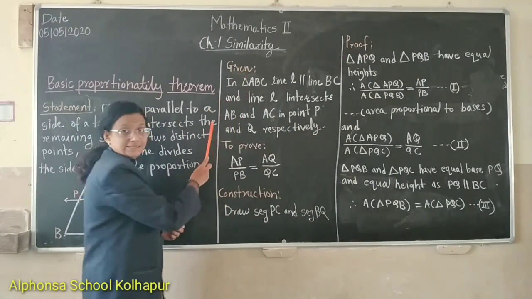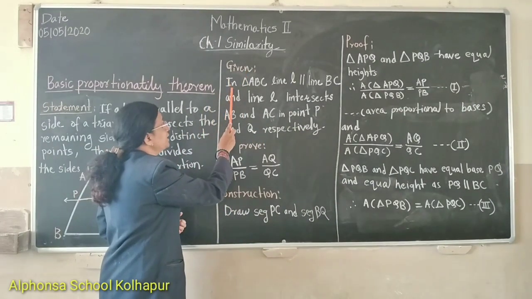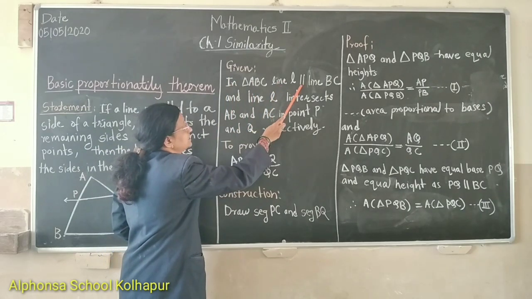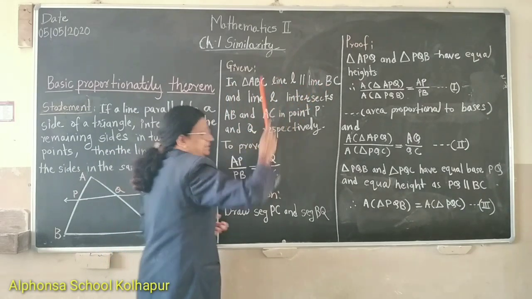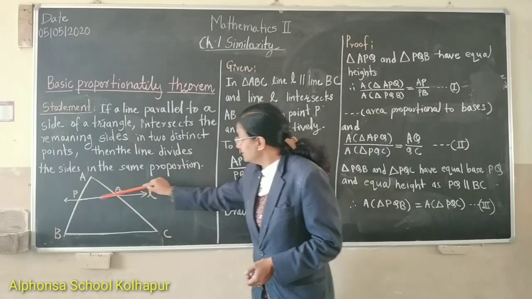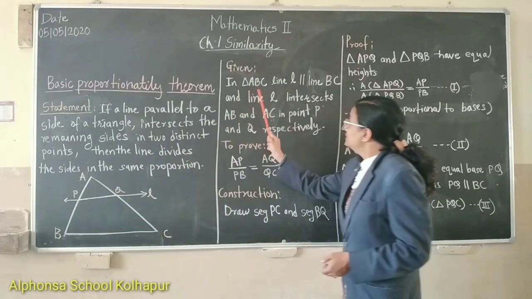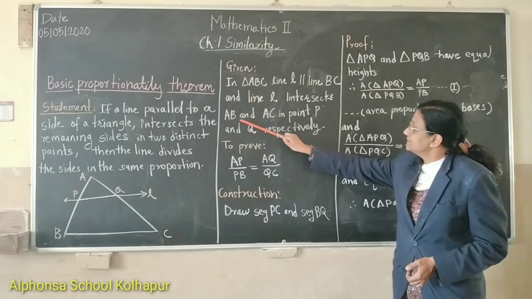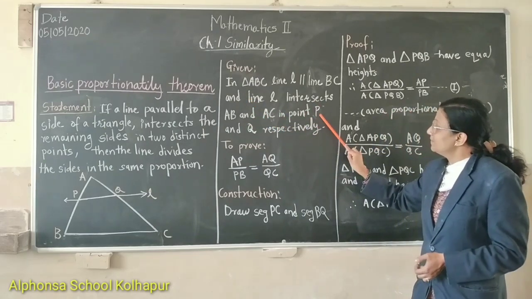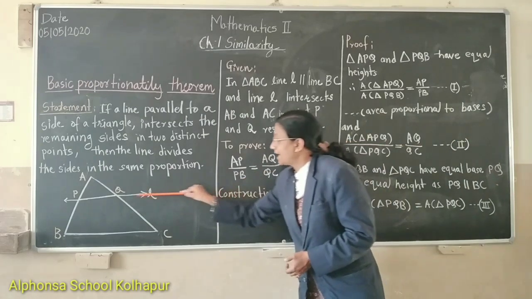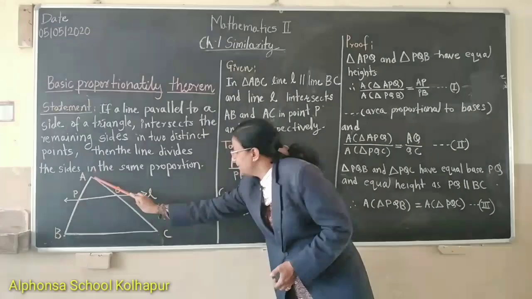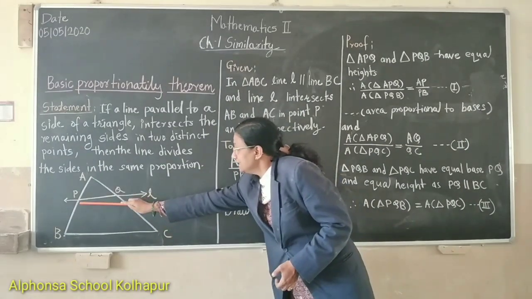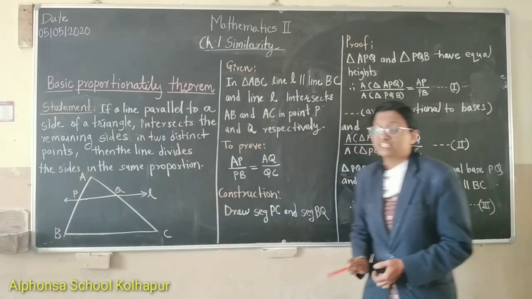The given data is as follows. In triangle ABC, line L is parallel to line BC. Then next, line L intersects AB and AC at points P and Q respectively. Line L intersects side AB and side AC at points P and Q respectively.